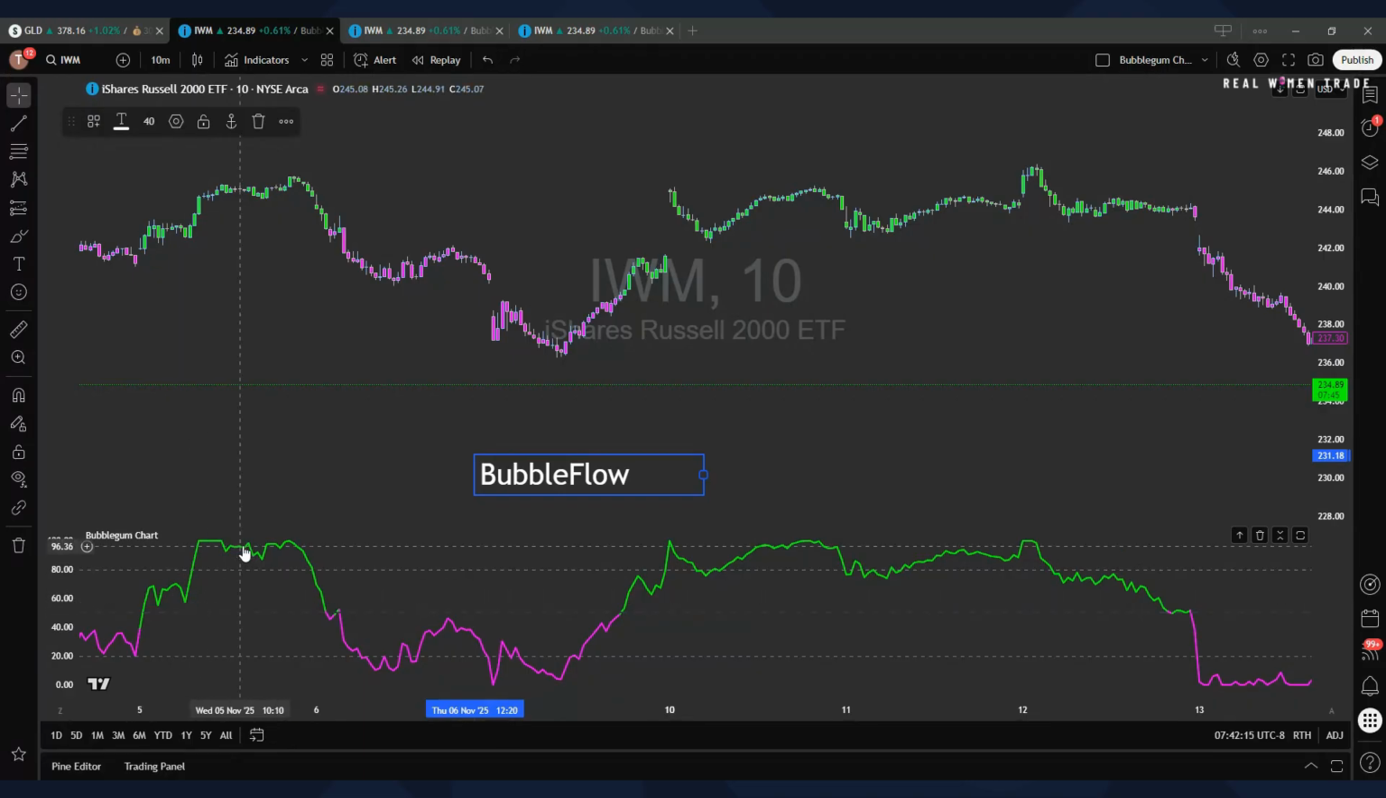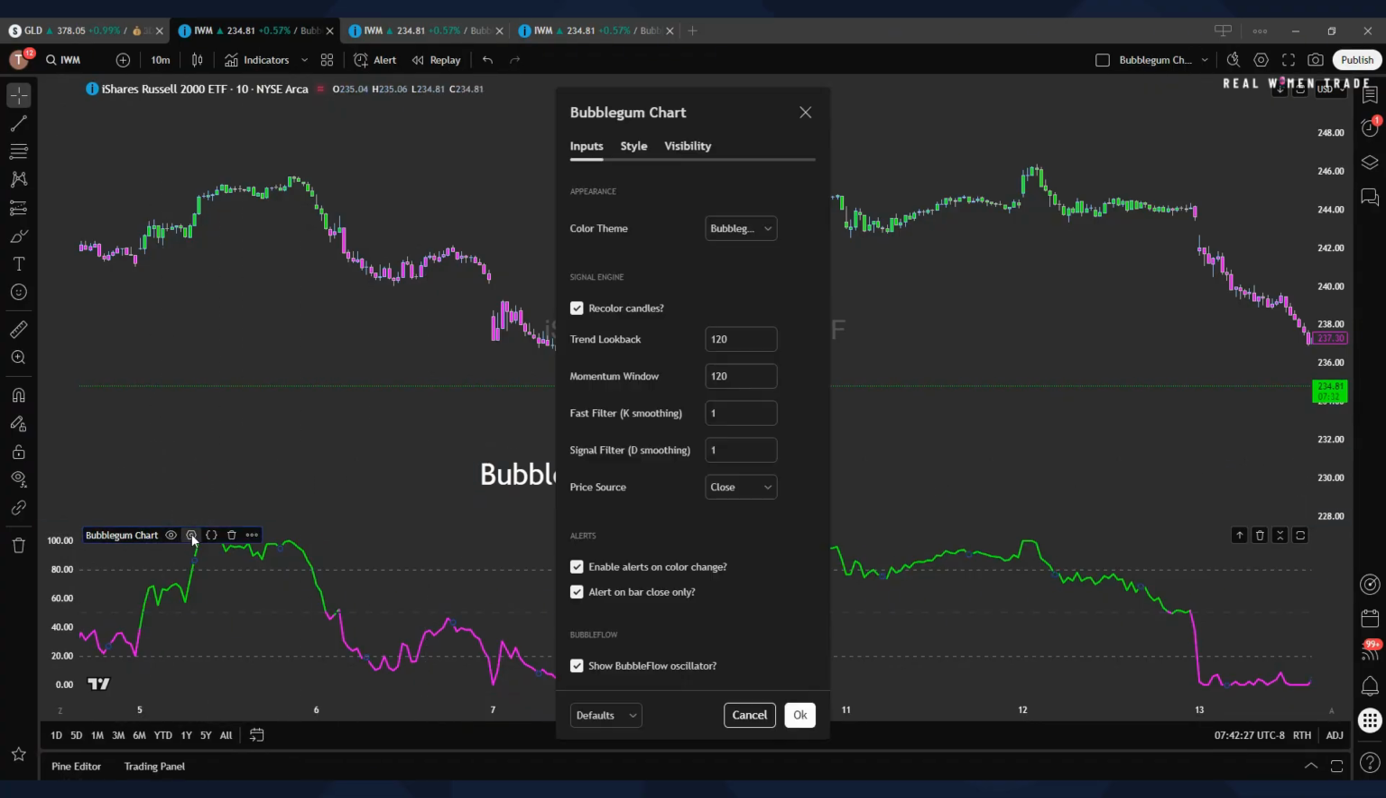This BubbleFlow needs to be adjusted based on the time frame of your chart. So for a 10-minute chart, if I go to settings, you can see I have it set at 120, 120, 11. And if I wanted to change the color theme, I could do that here: bubblegum colors, classic, which is just red and black, and monochrome.